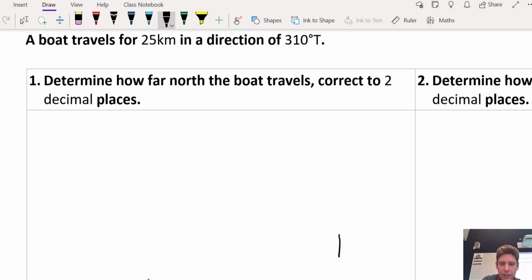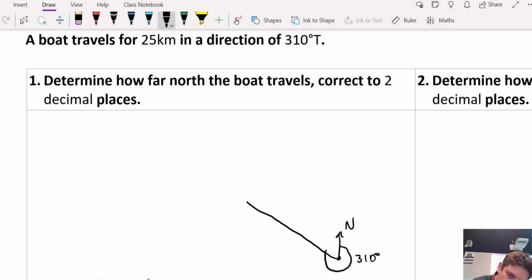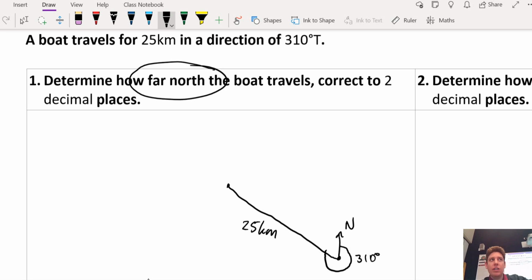The boat is traveling at 310. So draw the north, go around until you get to 310, which is about there. So it's going at that bearing, then draw the direction it's traveling in, 25 kilometers. Determine how far north the boat travels. So we've got our diagram. It wants to know this length here, north.